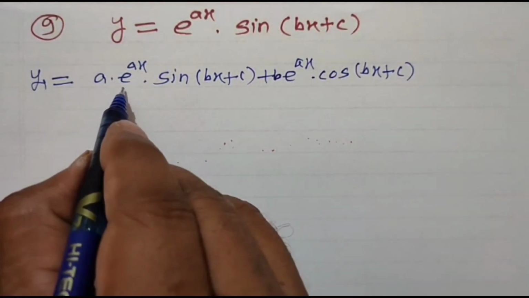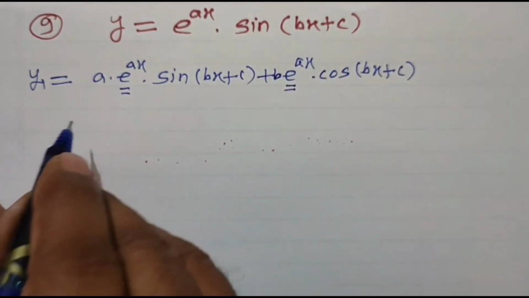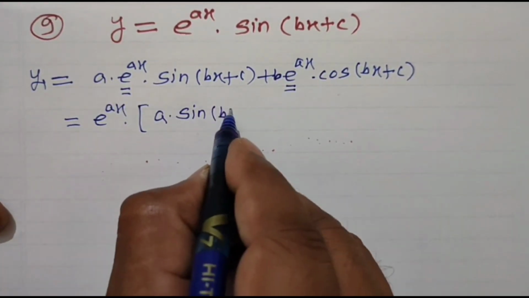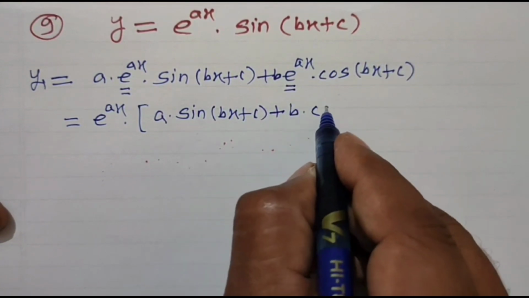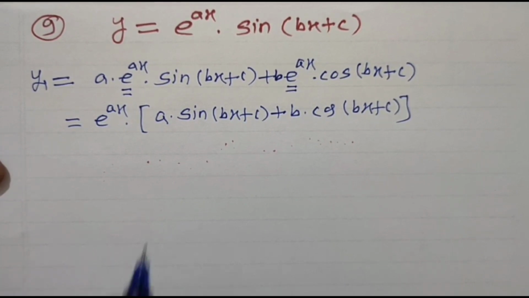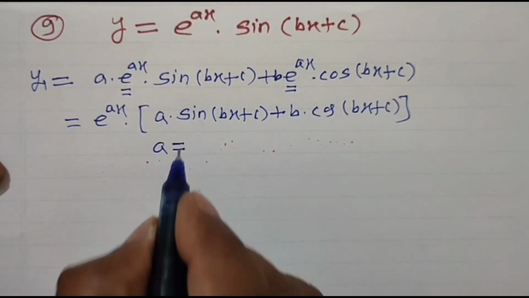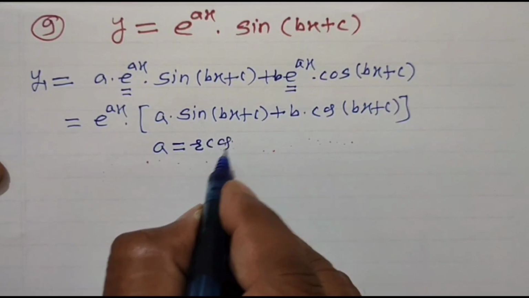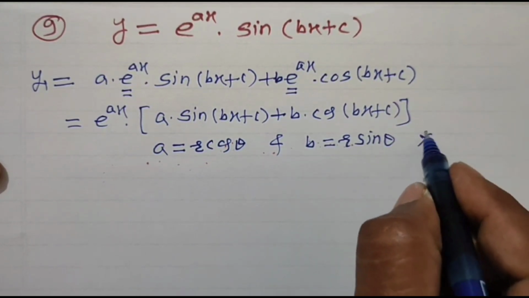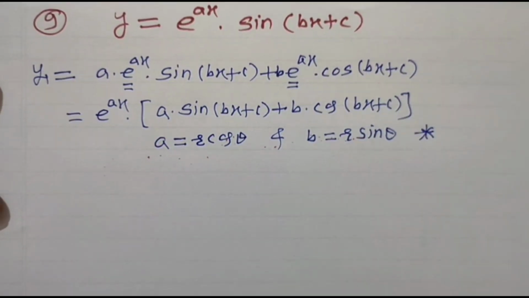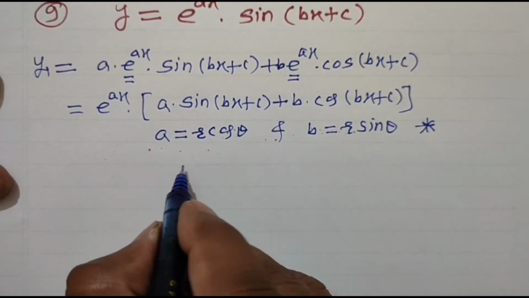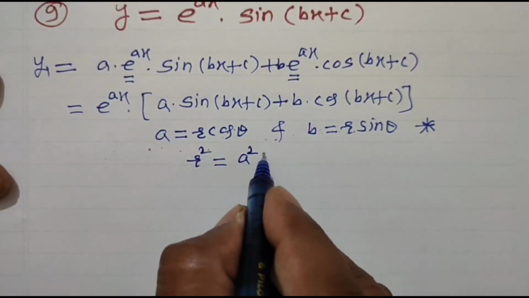Okay, now taking e to the power ax common from these two terms, we can write this as e to the power ax into bracket a into sine of bx plus c plus b into cos of bx plus c. Here you have to remember, we have to apply a trigonometrical formula, so replace a, you can write a is equal to r cos theta suppose, and b is equal to r sin theta. Okay, you have to remember this substitution for a and b. Now taking the square of a and b, a square plus b square will be r square. r square is equal to a square plus b square.